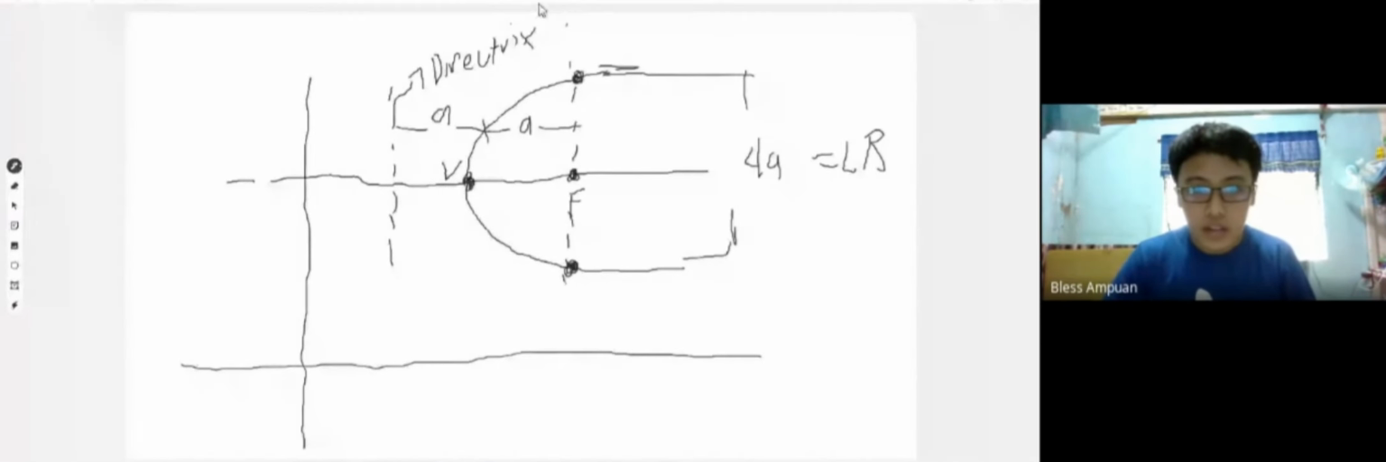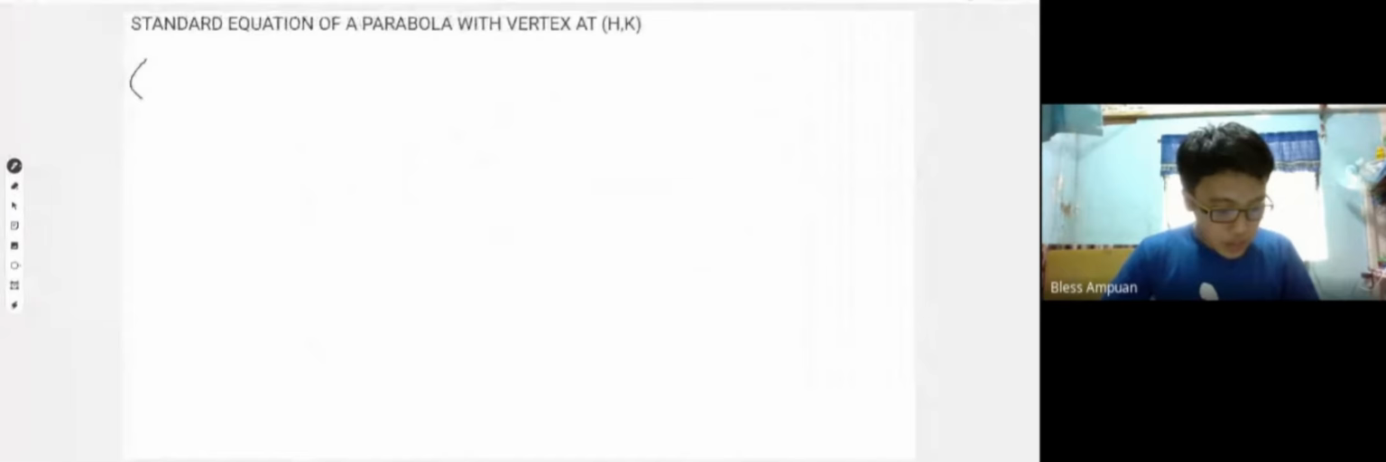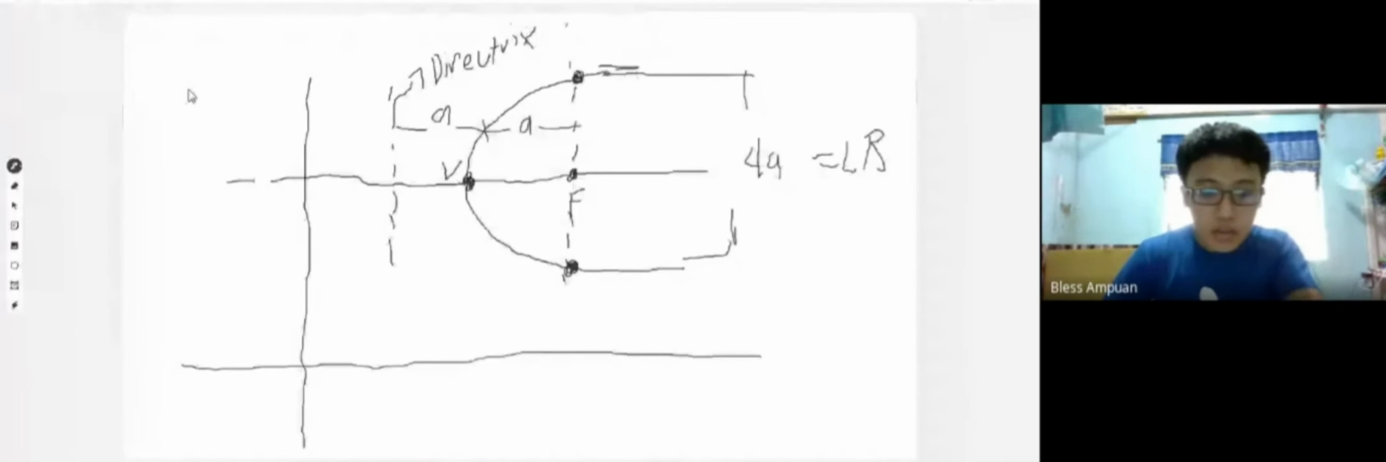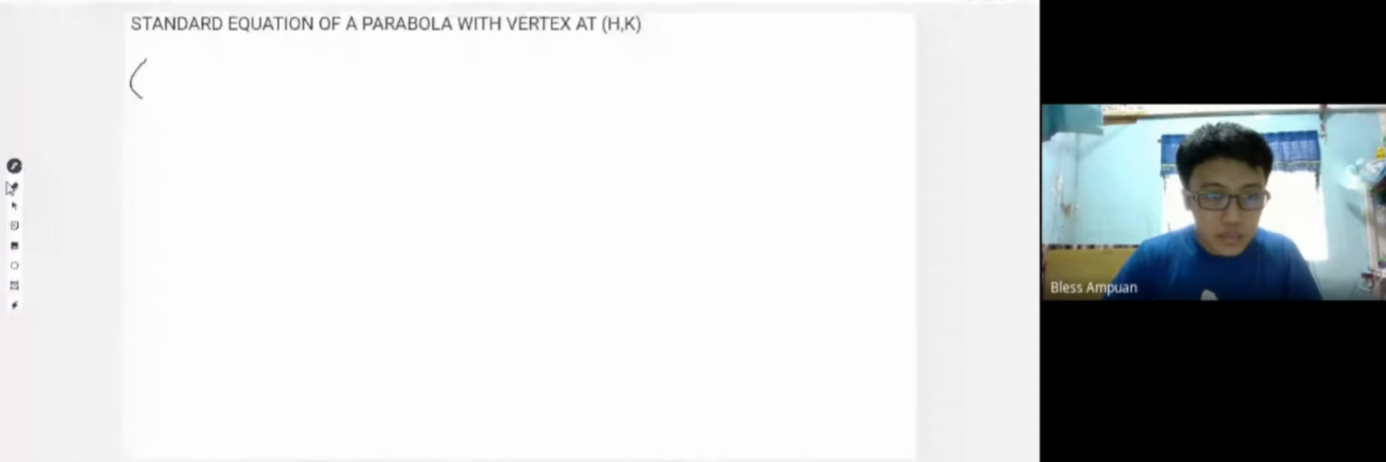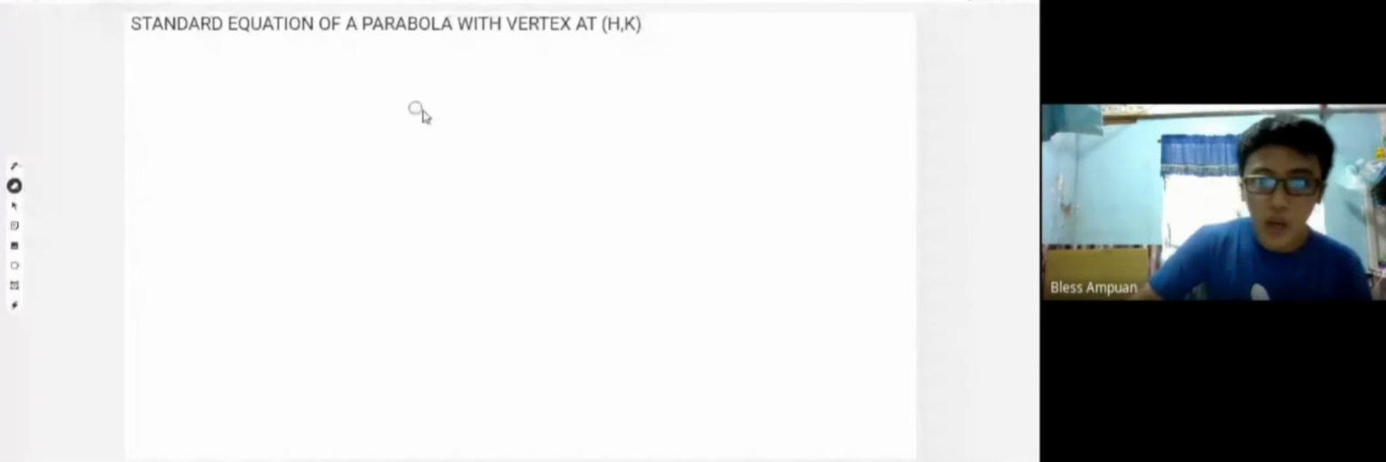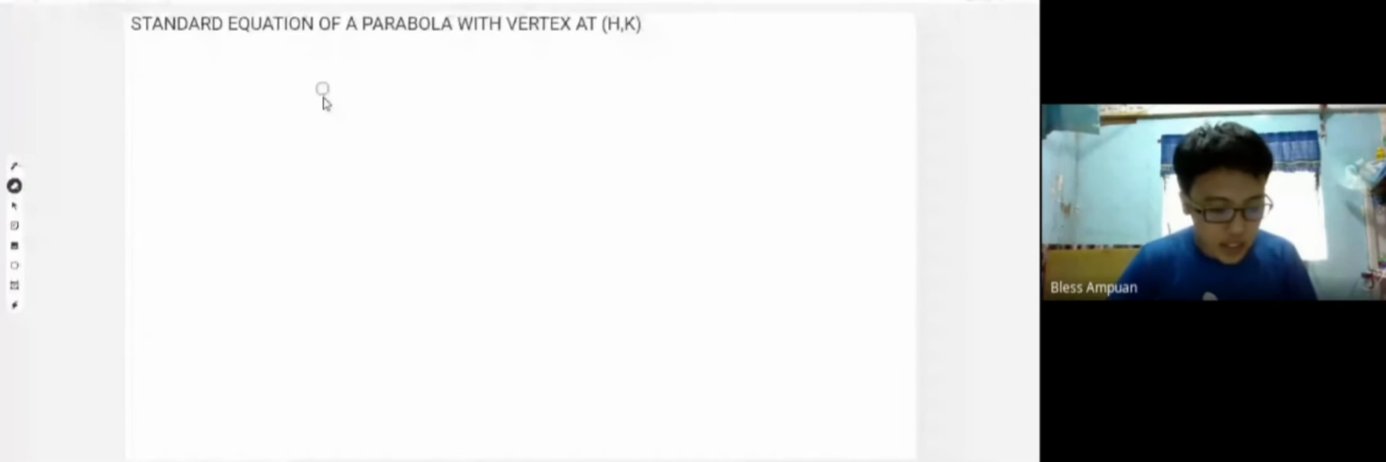Okay, that's probably enough. Again, this is the standard equation of a parabola with vertex at h and k.